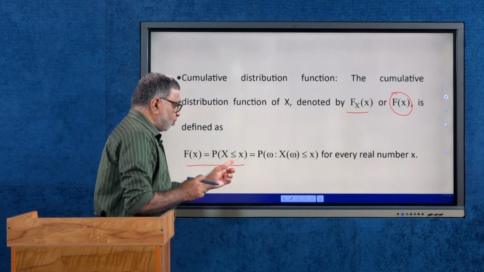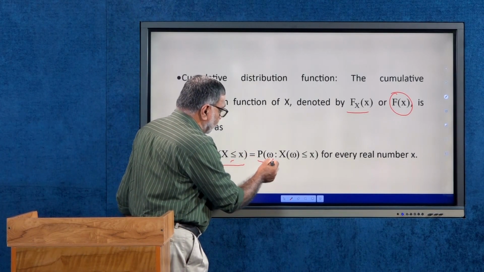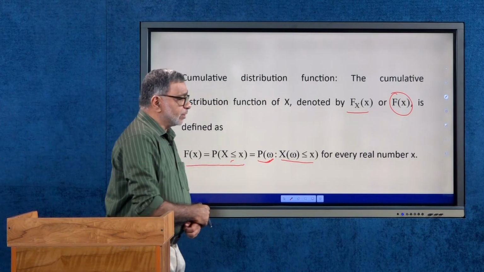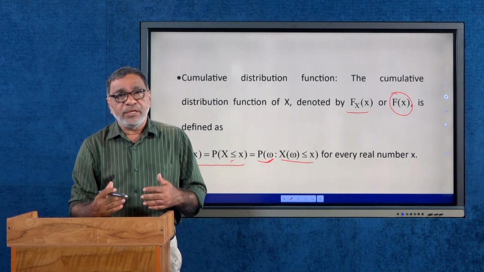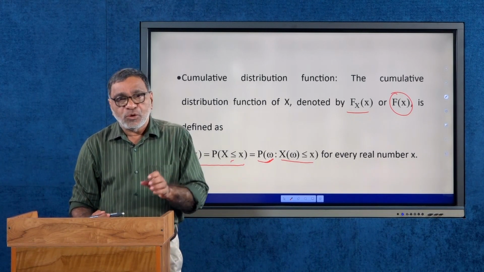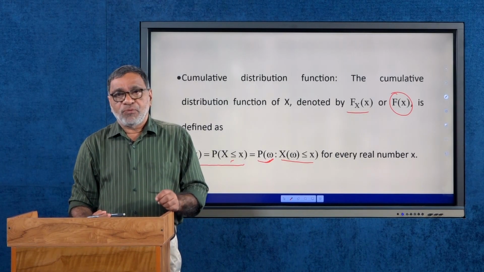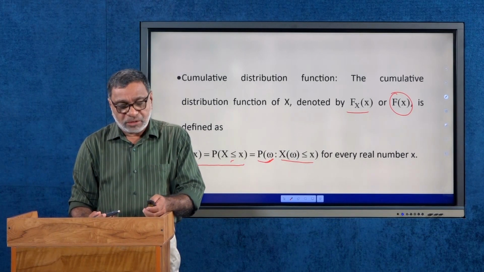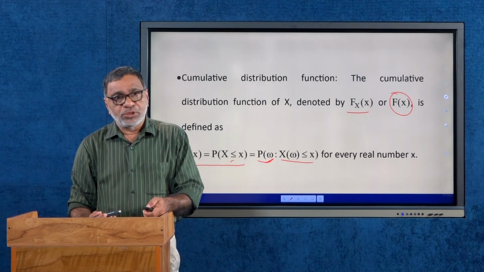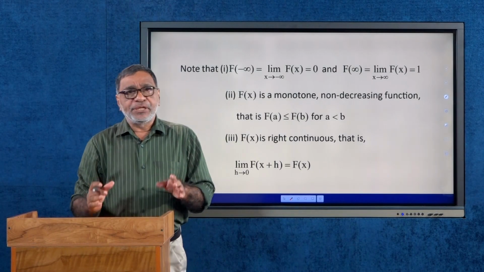And the meaning of the probability that X is less than or equal to x is nothing but the probability of getting the event omega such that X(omega) is less than or equal to x. So, when we define a function F(x) in terms of probability, equal to the probability of the random variable X less than or equal to x for every real number x, we call that function F(x) the cumulative distribution function, or simply the distribution function. And this distribution function has the following properties.